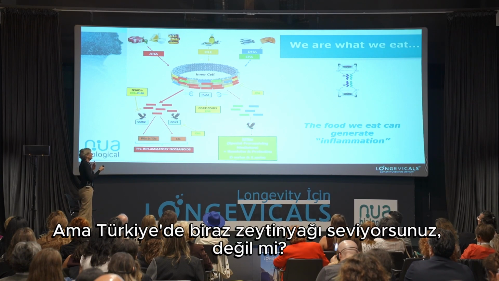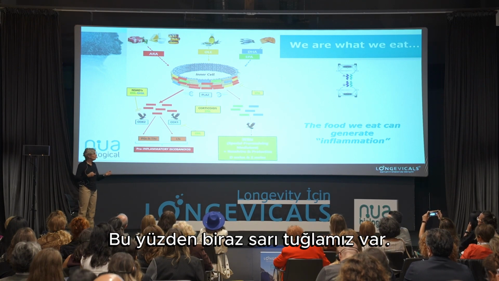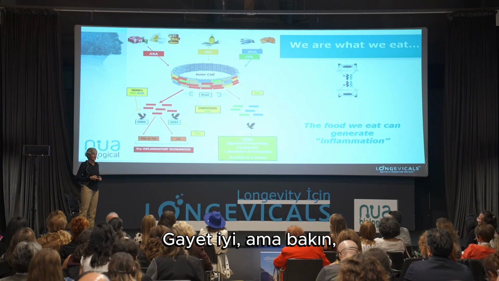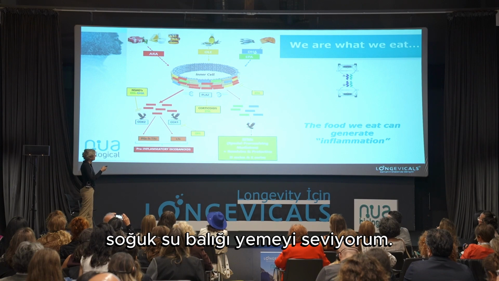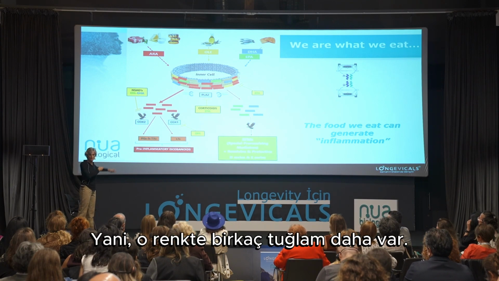But in Turkey, you like to have a bit of olive oil. It's nice. So we do have some yellow bricks. Fair enough. But look, I like to take cold water fish. EPA is green. DHA is blue. Okay, so I also have some bricks that color.